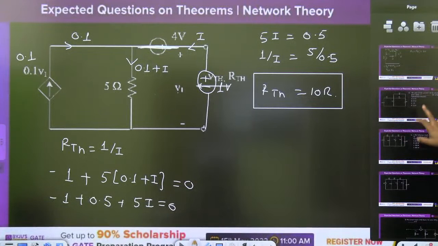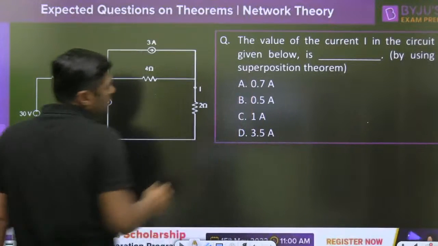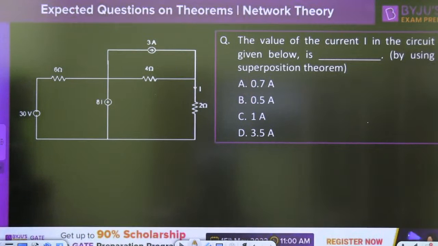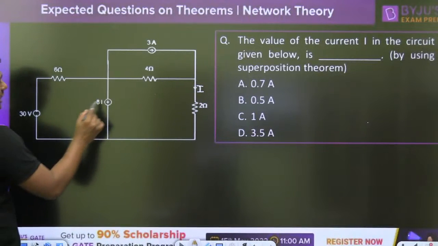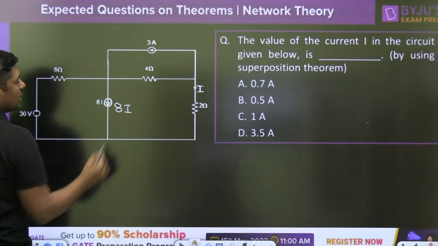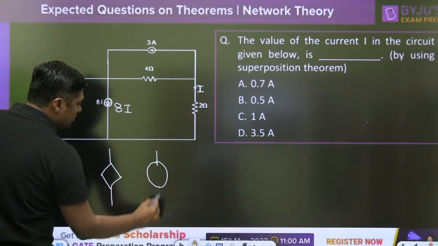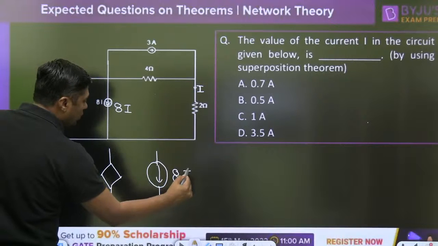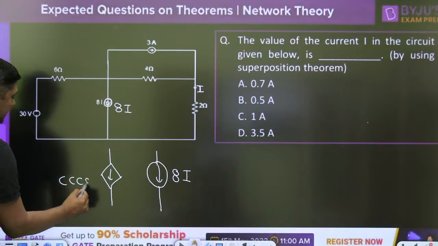So this is the question. The value of the current in the circuit given below is to be found by using the superposition theorem. When I want to apply the superposition theorem, what will be the value of I here? This is the dependent source. When it is written here 8I, 8 into I, no doubt we are using the symbol for dependent source, but even if it is written as 8 into I, again it is a dependent source. Current controlled current source here.